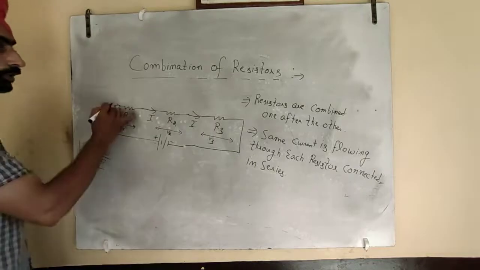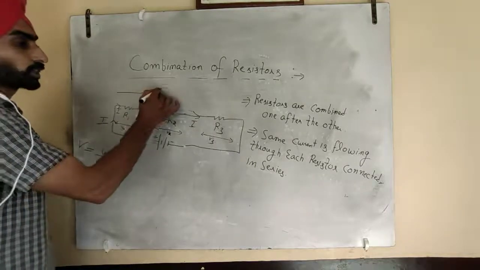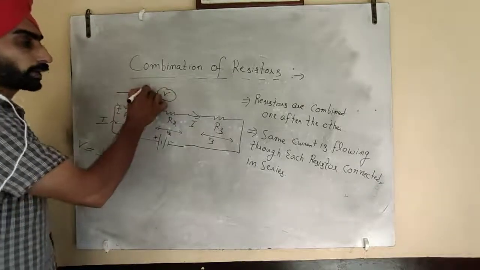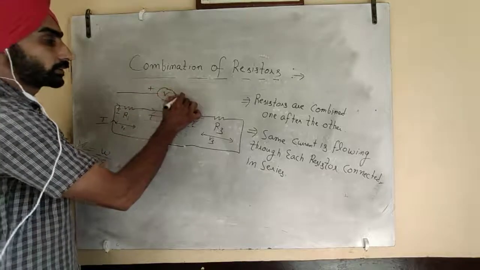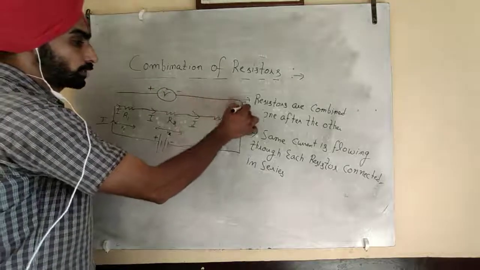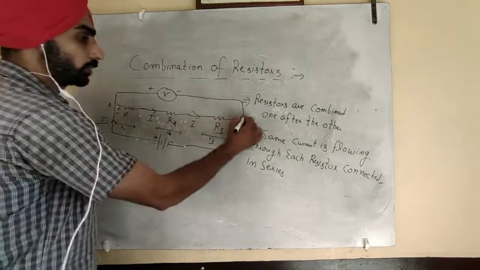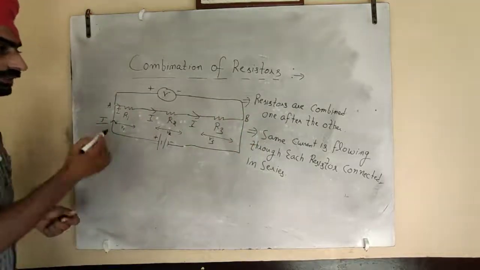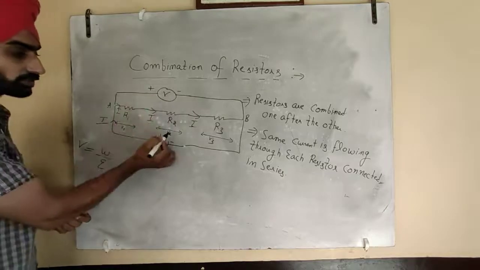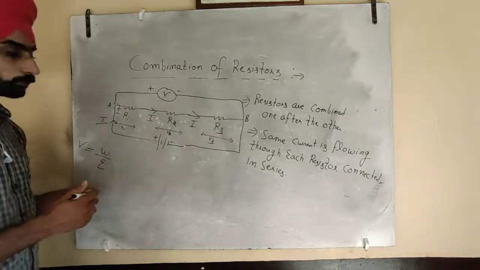So what is the total potential? The total potential will be calculated by, if we employ a voltmeter here across ends A and B, we will get the total voltage. That will be V equals V1 plus V2 plus V3. We will get the total voltage.